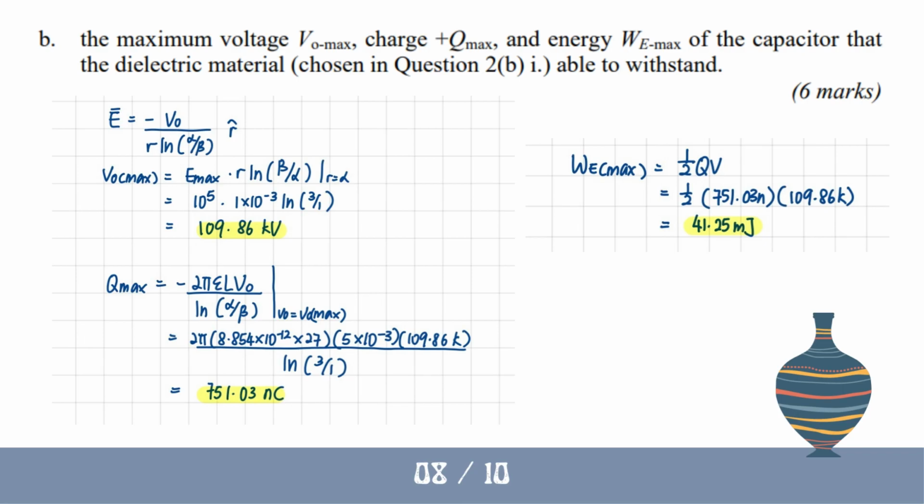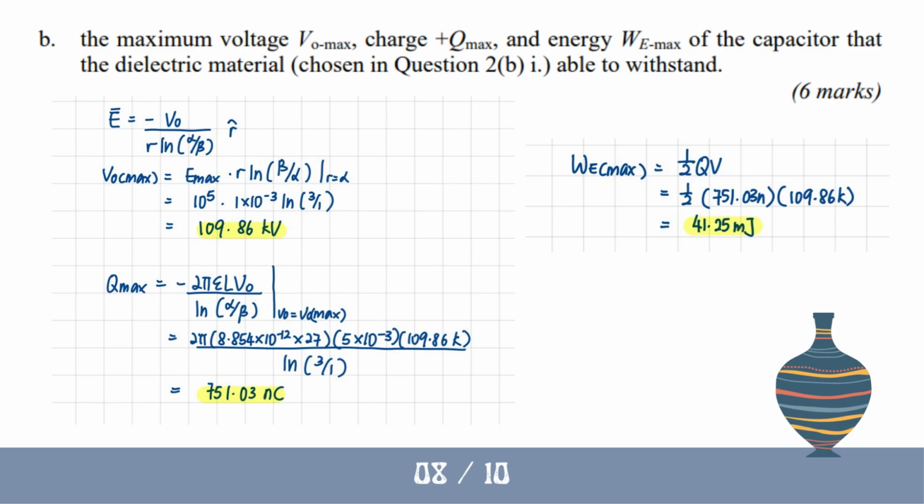Next, to find the maximum charge, we use the formula Q max equal to negative 2 pi epsilon L V0 over ln alpha over beta. We substitute the values into the formula. Q max equal to 2 pi times 8.854 times 10 to the power of negative 12 times 27, because we chose tantalum before, so the dielectric constant is 27, times 5 times 10 to the power of negative 3 times 109.86 kV divided by ln 3 over 1. So Q max equal to 751.03 nanocoulomb.